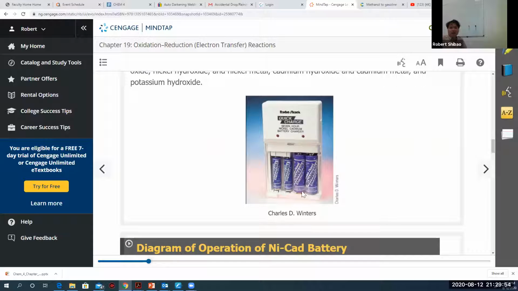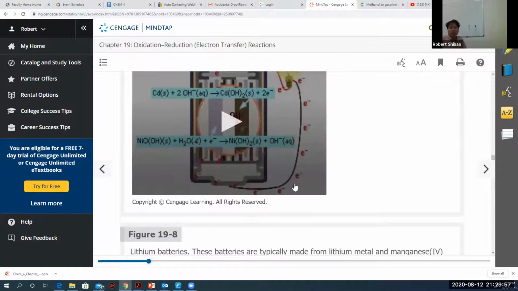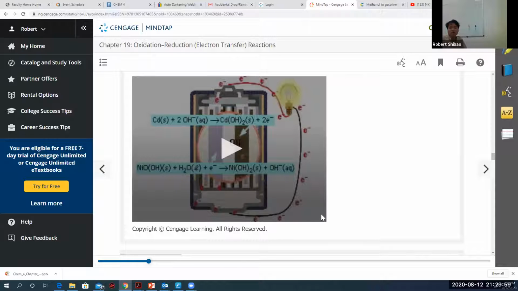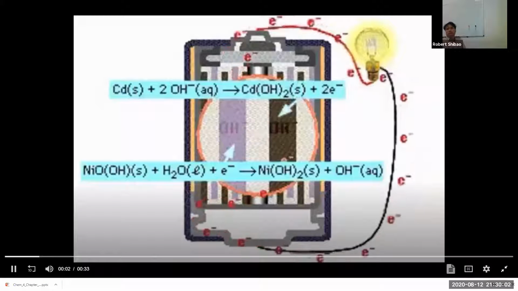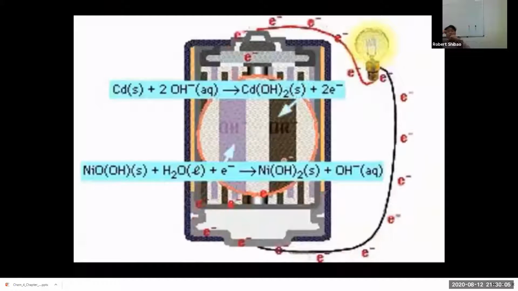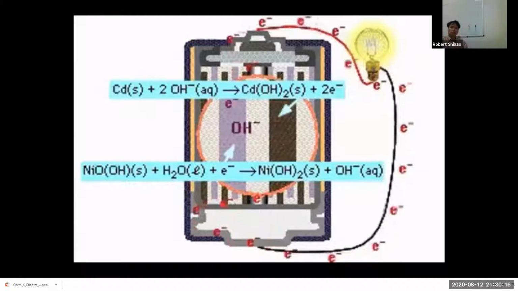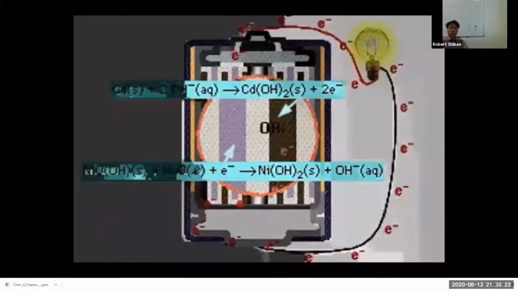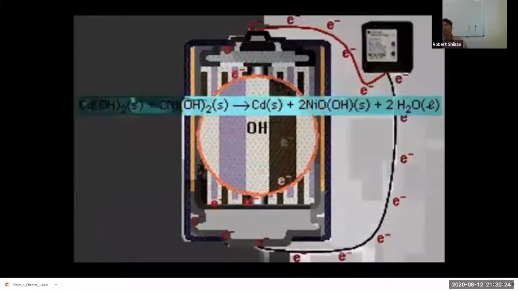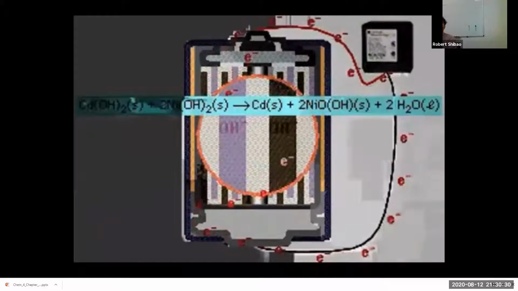There's some more examples of battery, the nickel-cadmium battery. Let's take a look at the diagram. This is a rechargeable battery. In a rechargeable nickel-cadmium battery, cadmium is oxidized at the anode to form cadmium hydroxide under alkaline conditions. The electrons are used at the cathode to reduce nickel from the +3 oxidation state to the +2 state. The products of each half reaction adhere to the electrode surfaces. Application of an external current to the battery can reverse the reactions, oxidizing the nickel back to the +3 state, while reducing the cadmium hydroxide to metallic cadmium.